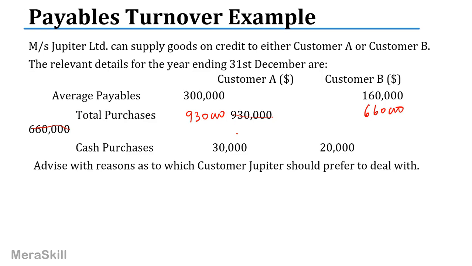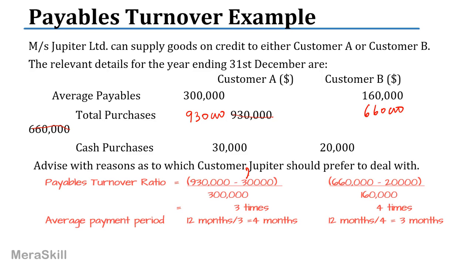Advise with reasons as to, sorry, which customer Jupiter should prefer to deal with. So we compute the payables turnover ratio. In case of customer A, it's 3 times, customer B, it seems to be 4 times. Average payment period: 12 months by 3, that's 4 months, and 12 months by 4, that is 3 months.